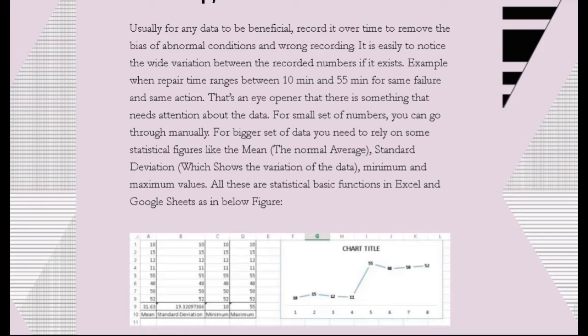For example, you get the mean, you get the deviation, which is the variation of the data from the mean, the minimum and the maximum, and so on. And then you can trend them with the raw data you have. Like this, you can visually detect if something is wrong.